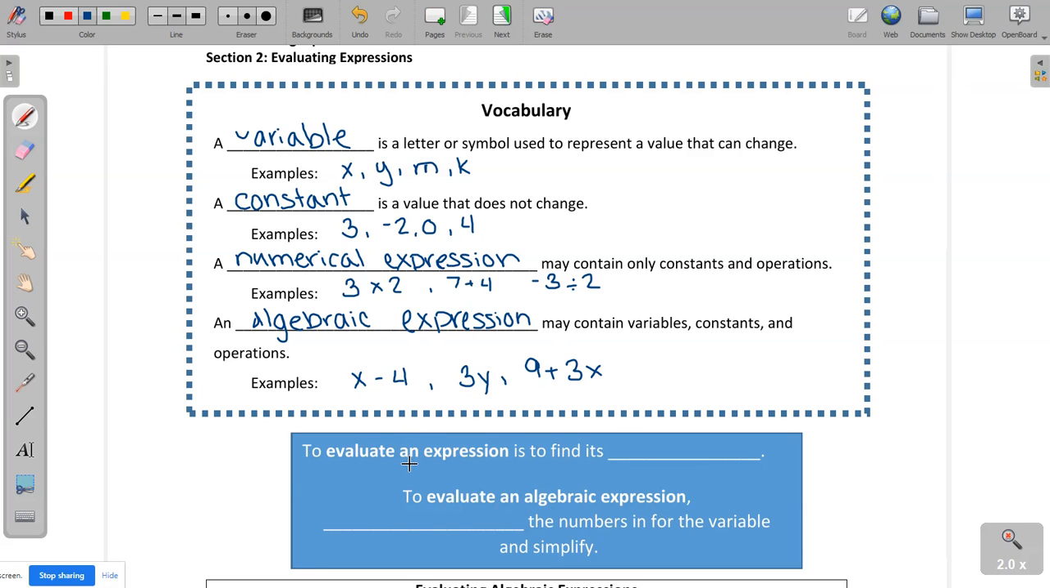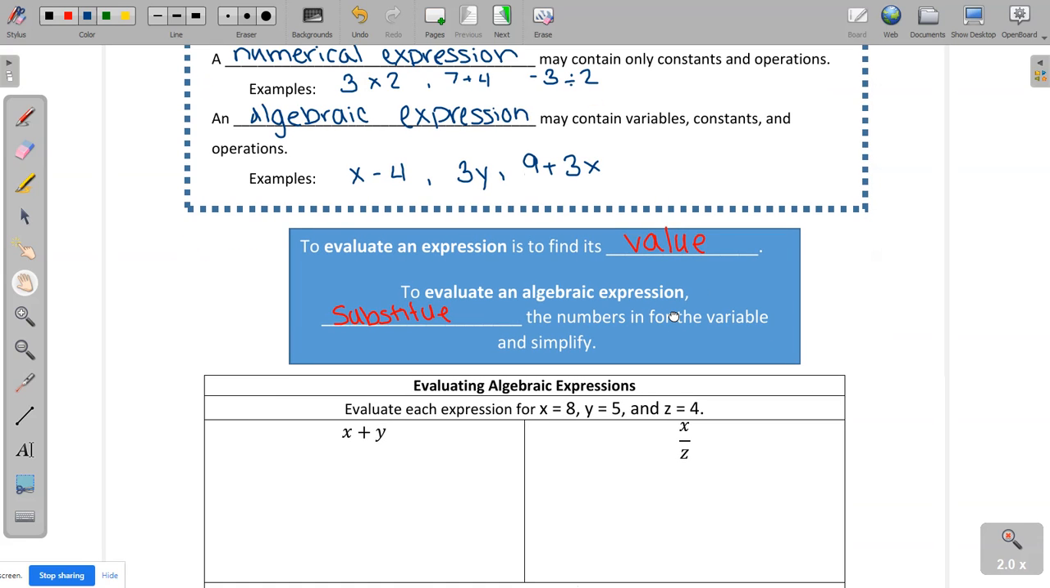So to evaluate an expression is to find its value. To evaluate an algebraic expression, you will substitute the numbers in for the variable, and then you will simplify. So let's look at some examples.